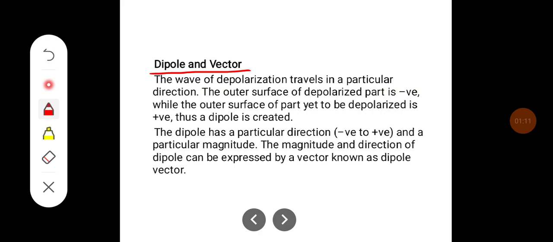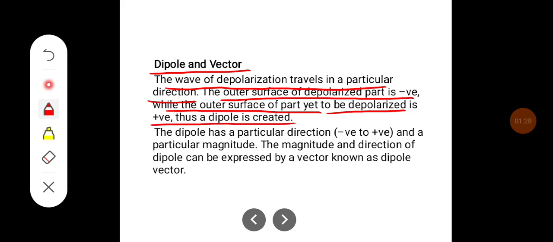Concept of dipole and vector. The wave of depolarization travels in a particular direction. The outer surface of depolarized part is negative while the outer surface of part yet to be depolarized is positive, thus a dipole is created. The dipole has a particular direction, that is negative or positive, and a particular magnitude. The magnitude and direction of dipole can be expressed by a vector known as dipole vector.